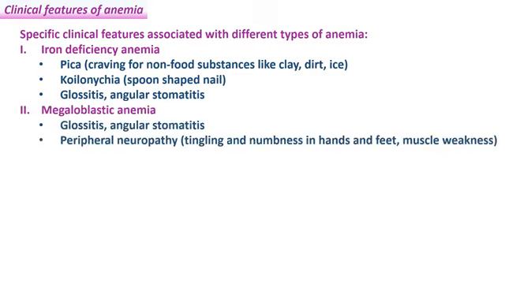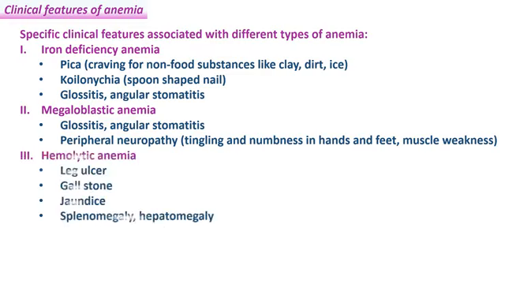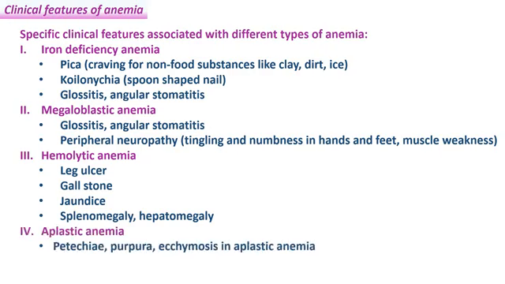Megaloblastic anemia: glossitis, angular stomatitis, peripheral neuropathy, that is tingling and numbness in hands and feet, muscle weakness. In hemolytic anemia, it is leg ulcer, gallstone, jaundice, splenomegaly, and sometimes hepatomegaly. Aplastic anemia: it is petechiae, purpura, ecchymosis.